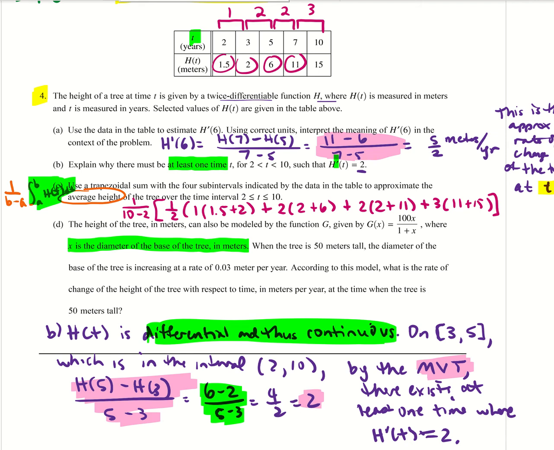When the tree is 50 meters tall, the diameter of the base is changing. It's increasing at a rate of 0.03 meters per year. So as the tree grows, its diameter gets bigger. According to this model, what is the rate of change of the height of the tree with respect to time in meters per year at the time when the tree is 50 meters tall?